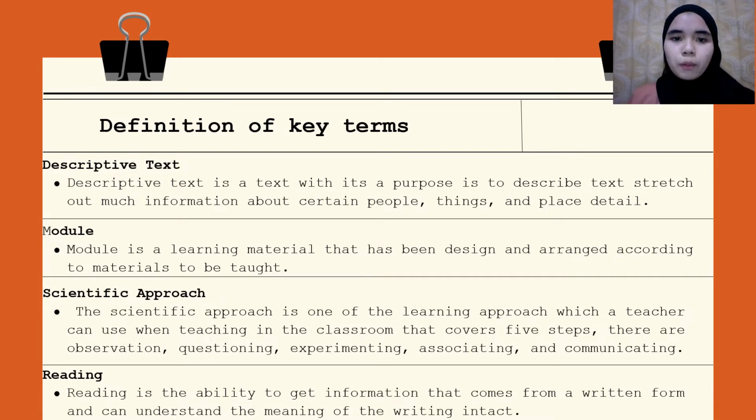Third, scientific approach. Scientific approach is one of the learning approach which a teacher can use when teaching in the classroom that cover 5 steps. There are observation, questioning, experimenting, associating, and communicating. And the last one is reading. Reading is the ability to get information that comes from a written form and can understand the meaning of the writing intake.